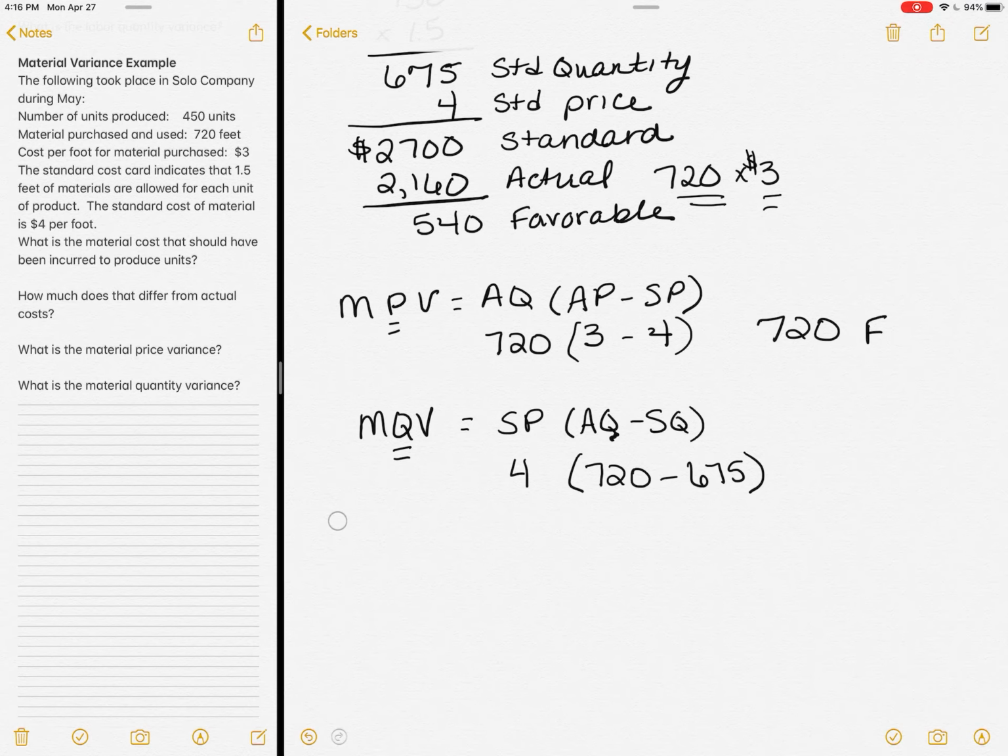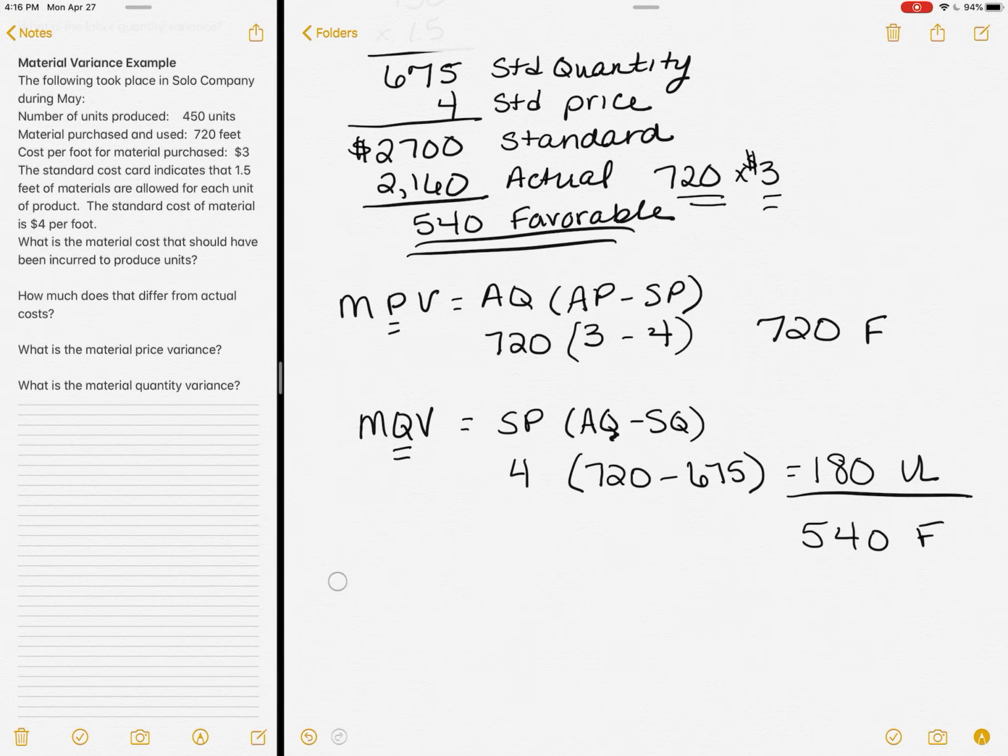You want to make sure that the numbers that you're comparing are actually comparable. So it wouldn't be that you're comparing $2,700 and $4. So make sure that those numbers are comparable. Here, we multiply this out to give us a total variance of 180. Now, I actually used more feet of material than I should, so that would be unfavorable. To give us that total variance that will equal our total material variance. So you can see how we can break it down, figure out where we're doing a good job and where we could improve.